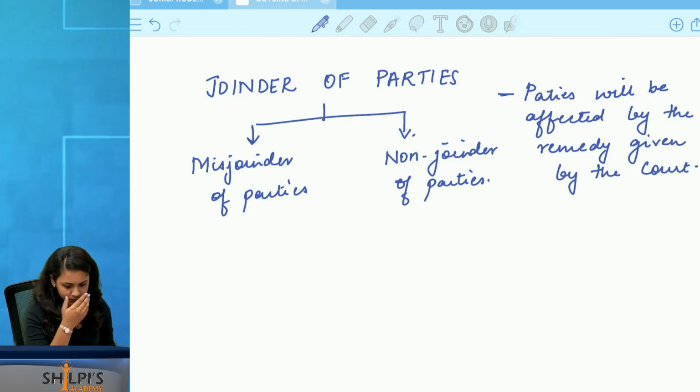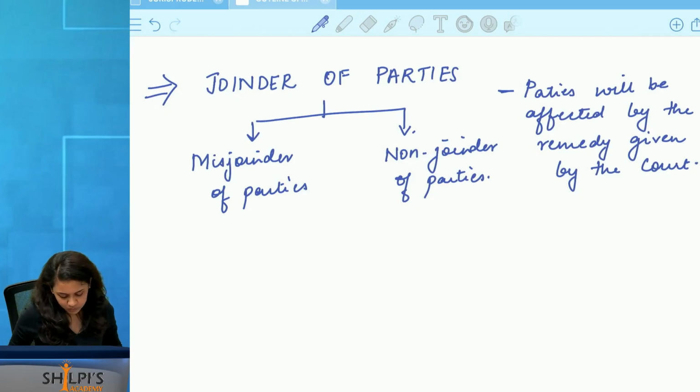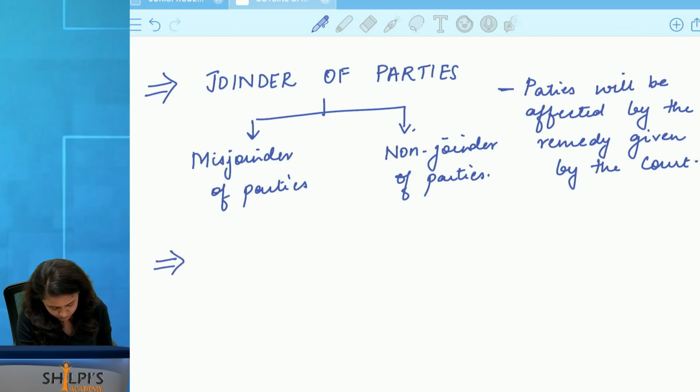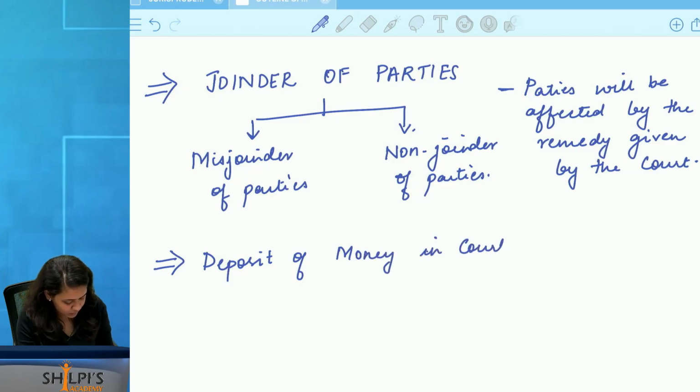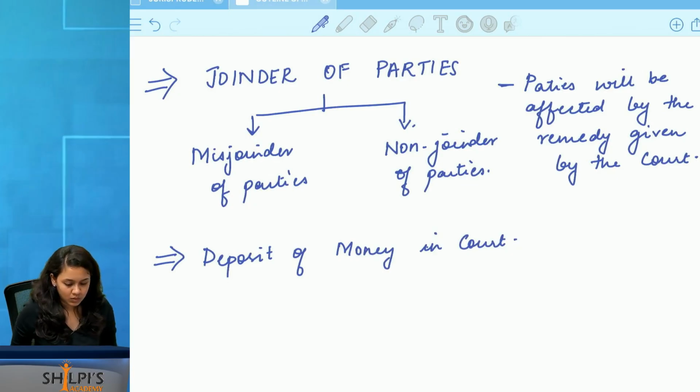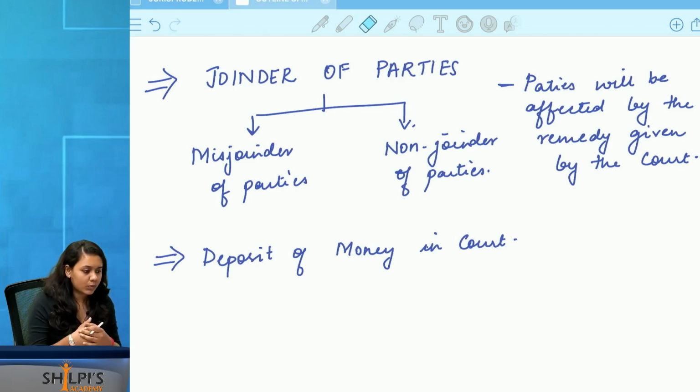Okay. This is not a very big topic, but the concept keeps coming up in smaller points as you go through the entire chapter. So this is one thing that we're looking at right now: deposit of money in a court of law.